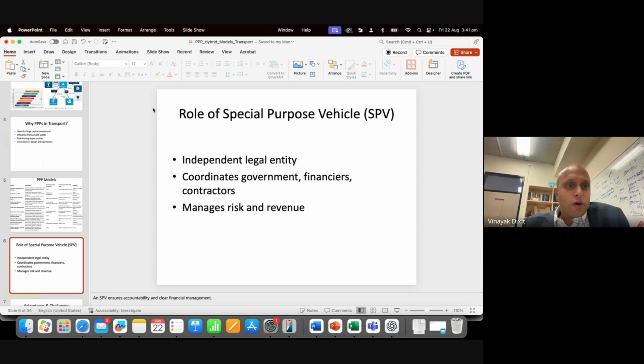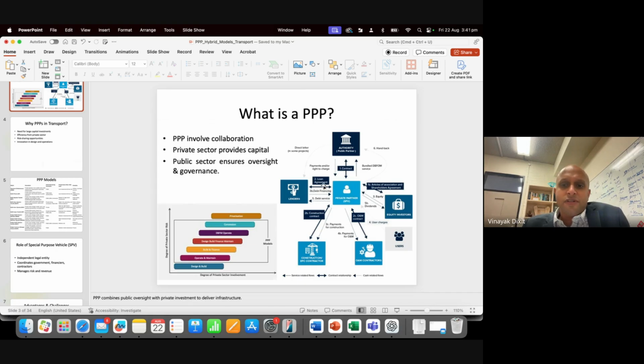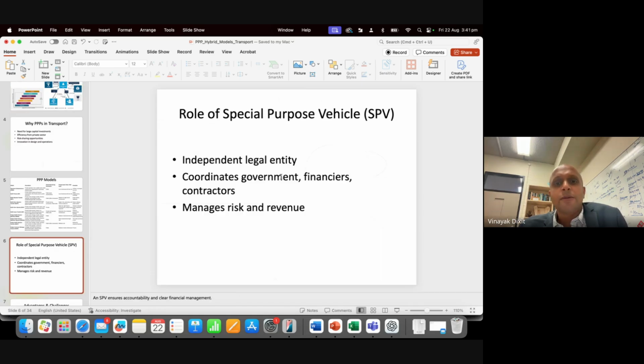Now, as we talked about, when doing any of this, the private party usually creates a special purpose vehicle, which is an independent legal entity which can coordinate and create contracts. It manages the risks and manages the revenue. But it has a board of directors who are legally liable. They can go to jail if they do something wrong. So the concept of a special purpose vehicle is an important one in these PPPs.